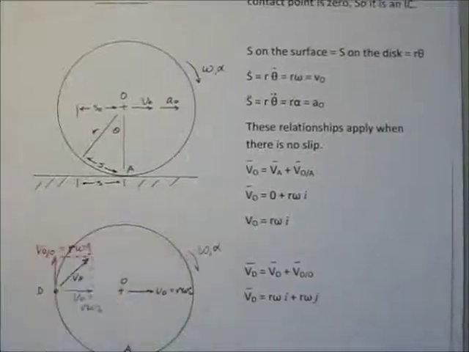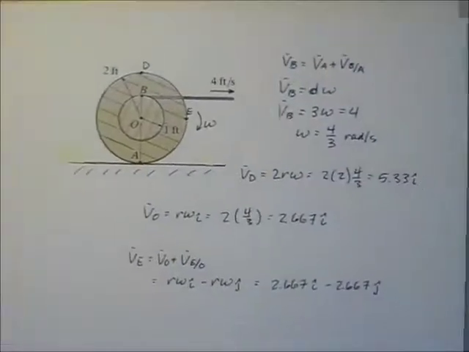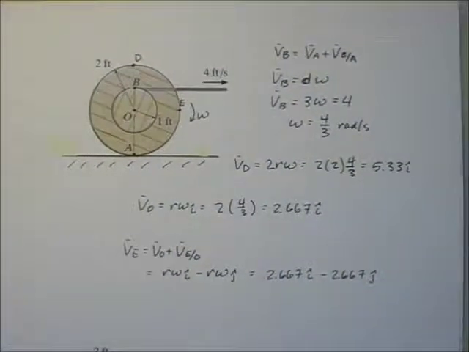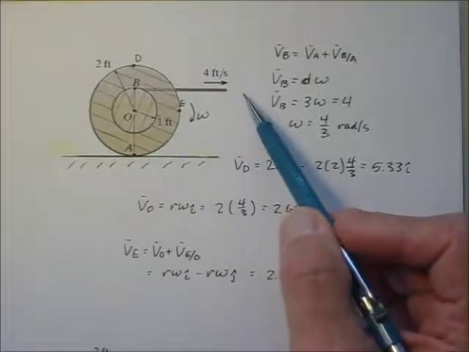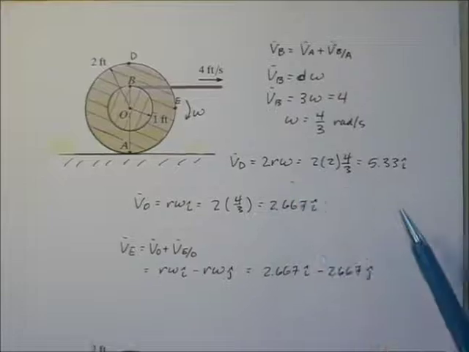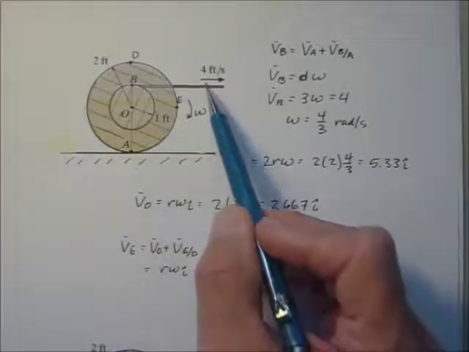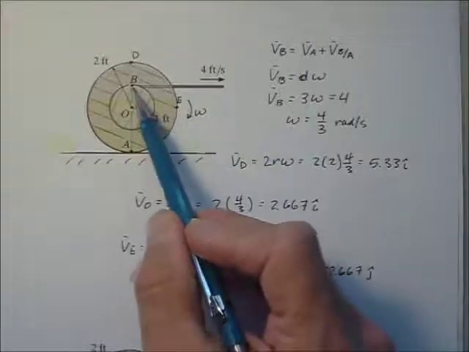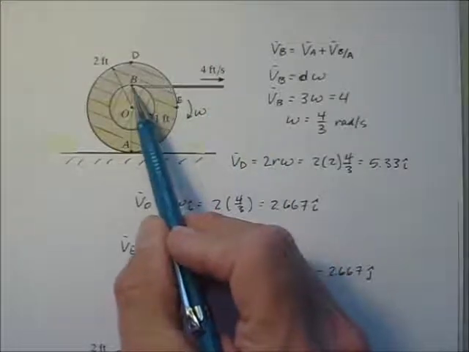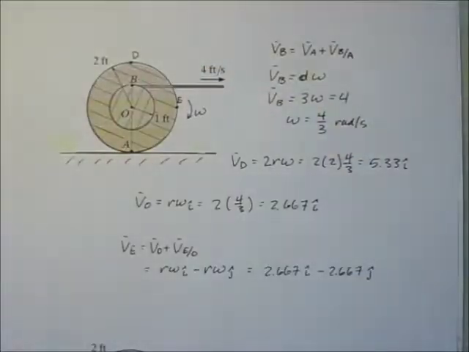With that, I think we have enough tools. We can do a little problem. Okay, so here's a spool being pulled in this direction. It says that the velocity at the top here is 4 feet per second. The thing to recognize here is that at this instant, if the rope is moving at 4 feet per second, the point B is also moving at 4 feet per second. At this instant, they're both going in that direction.